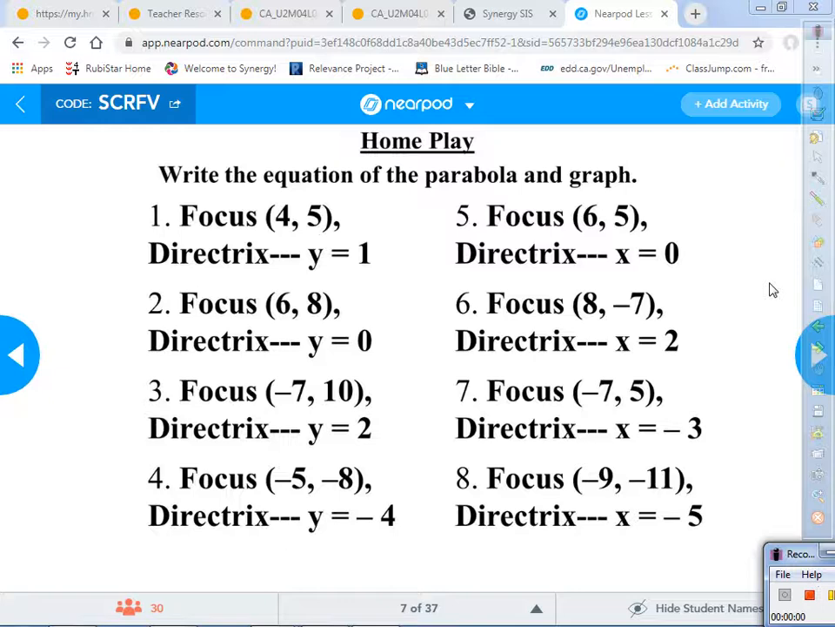And the instructions are: write the equation of the parabola and graph. For the first 4, they give you the focus, and the directrix is y equals a value. For 5, 6, 7, and 8, the directrix says x equals a certain value. And we're going to see some of that today. Copy that, please.